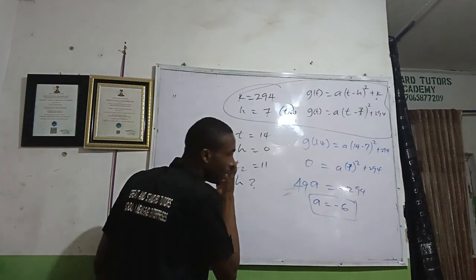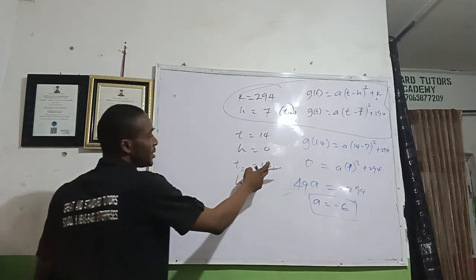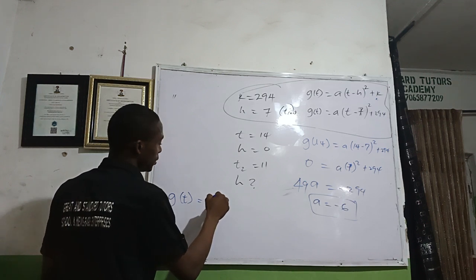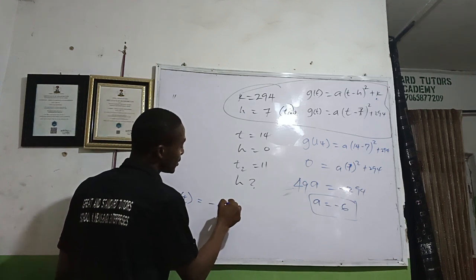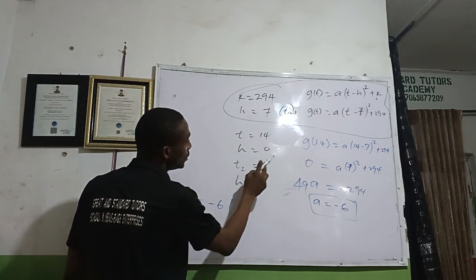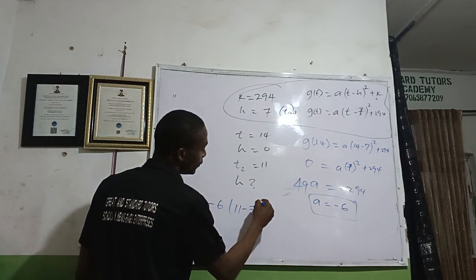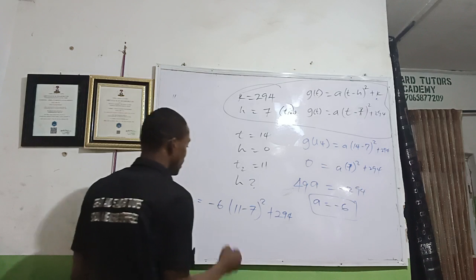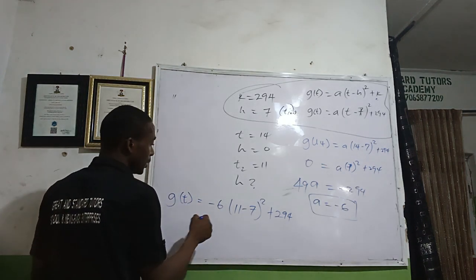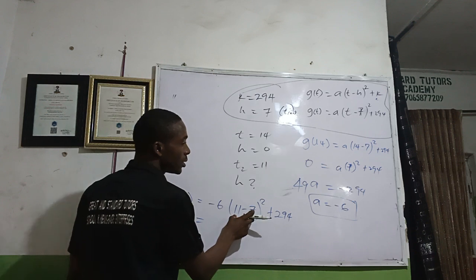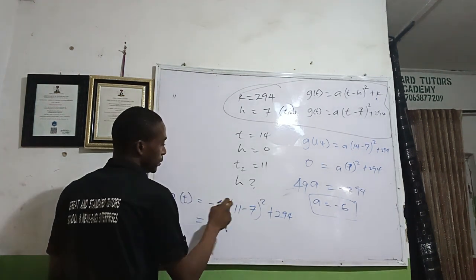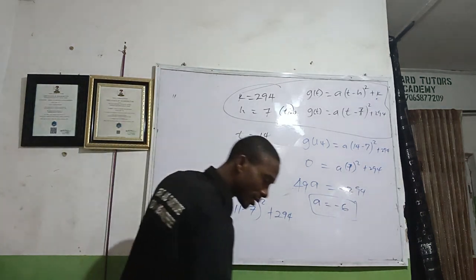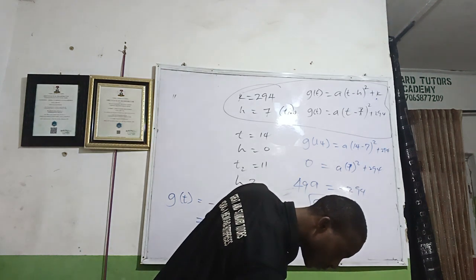We can use this now. At this point, they are asking us for the depth at t equal to 11. So g of 11 equals a, which we have found to be minus 6, into (11 minus 7) all squared plus 294. So what will be the depth? This is going to be 11 minus 7, which is 4.